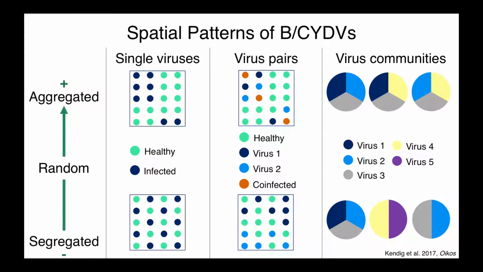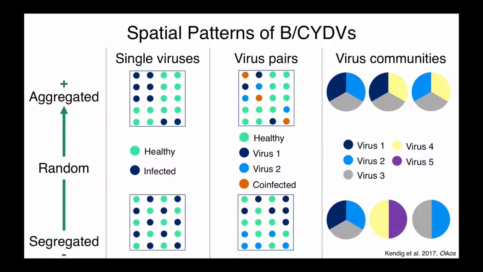And I looked at a range of different spatial patterns of these viruses and categorized them from segregated to random to aggregated. So these are just some examples of what these spatial patterns could have looked like. So an aggregation of a single virus would mean that the infected individuals are closer together in space versus more spread out. Virus pairs, so this is the one that I'm going to talk the most about: if they're aggregated, then that means there are co-infected plants, and the plants next to each other have those 2 viruses.